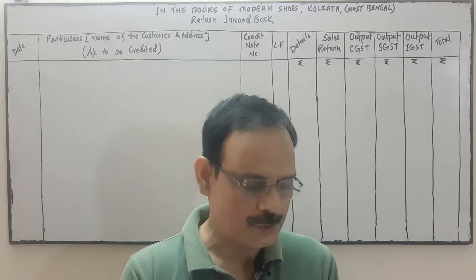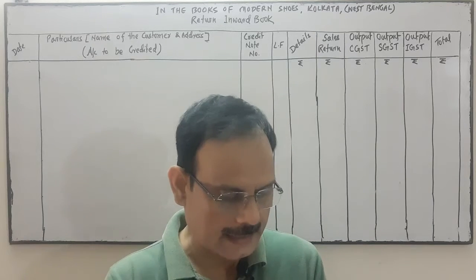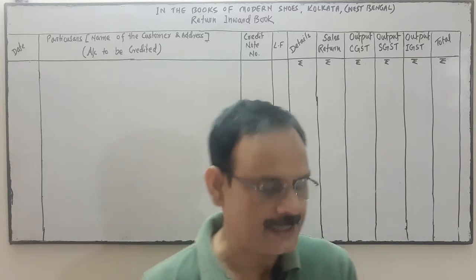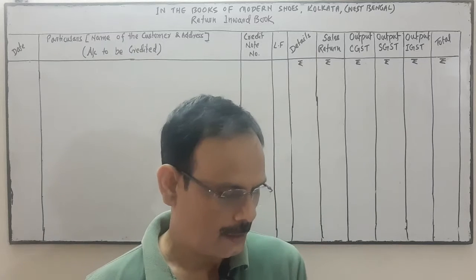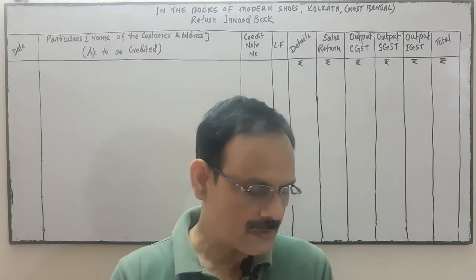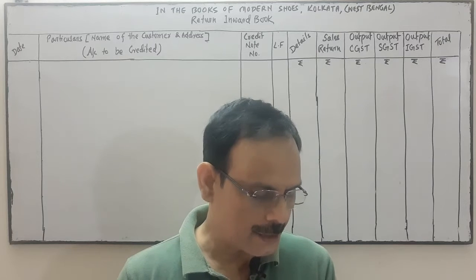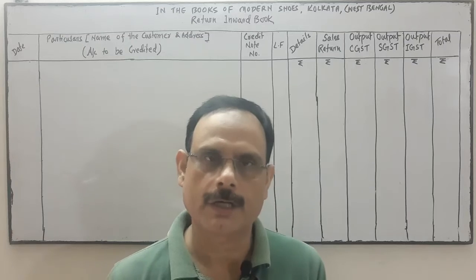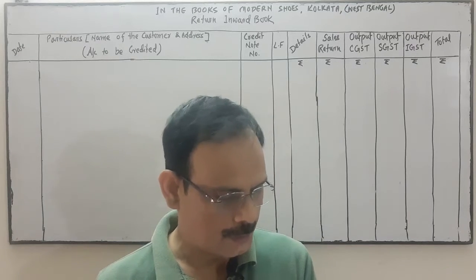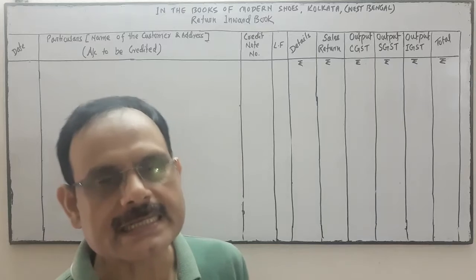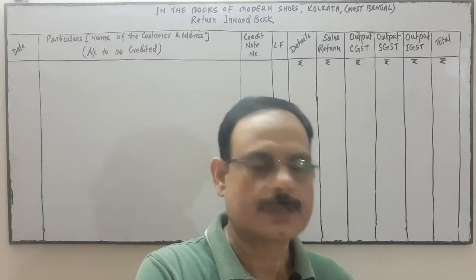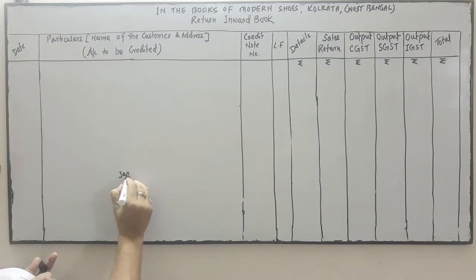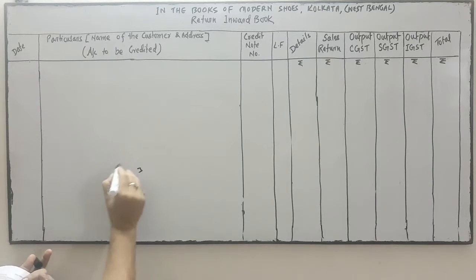Kolkata, West Bengal. Kolkata is in West Bengal, assuming CGST at the rate of 6% and SGST at the rate of 6%. 2018 January 3rd, return to Bata Shoe Company Kolkata. It's a purchase return. This will be recorded in the purchase return. So the transaction of January 3rd will be in the purchase return.